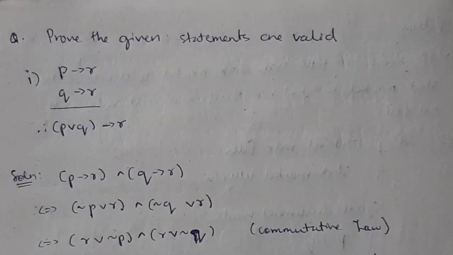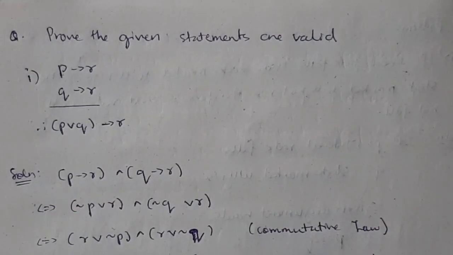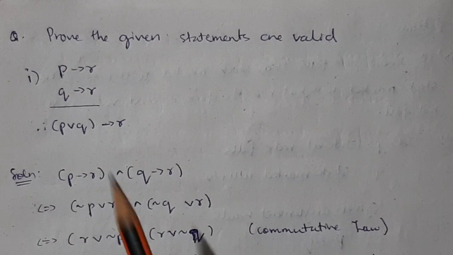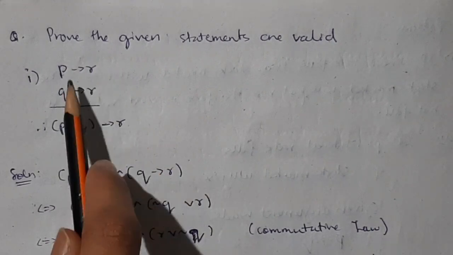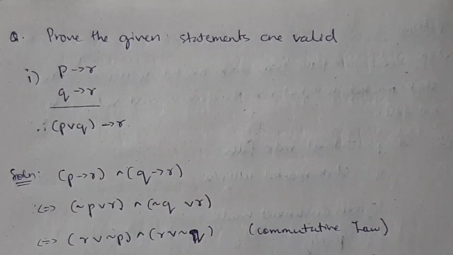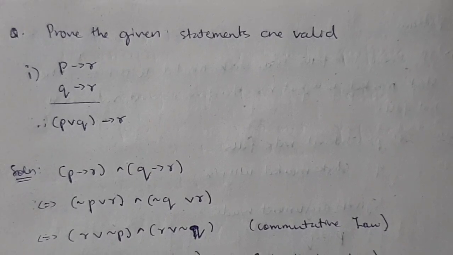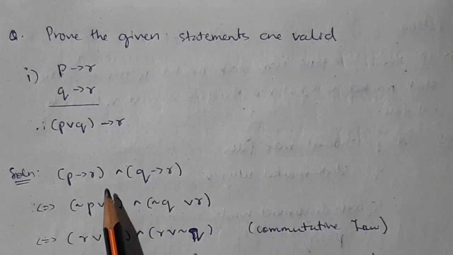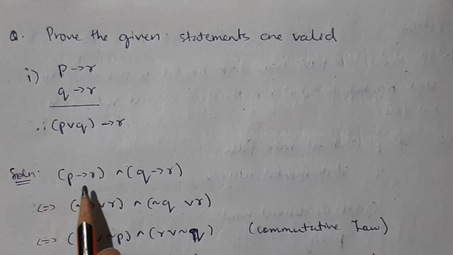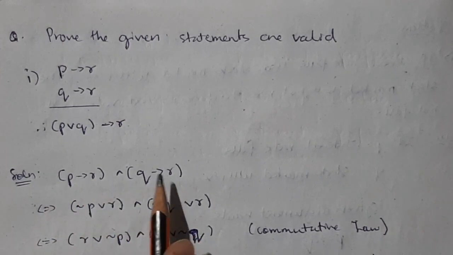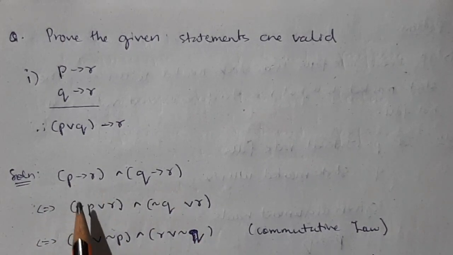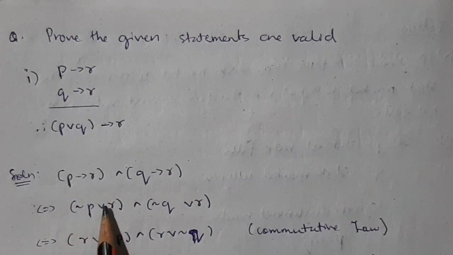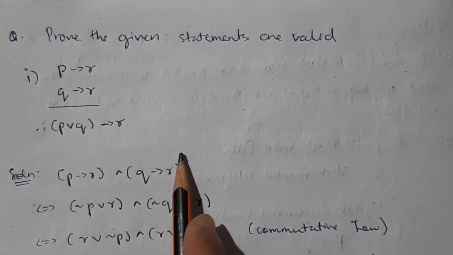Another way in which the question can be asked is in this form. There will be no statement, but they will be giving you directly this. So how will you approach this question? Firstly, write the two sentences which are given on the top as AND gate: P conditional R and Q conditional R. Then what you have to do? Apply that formula, conditional to not and or, for both of these.